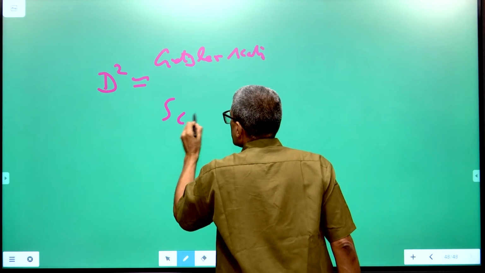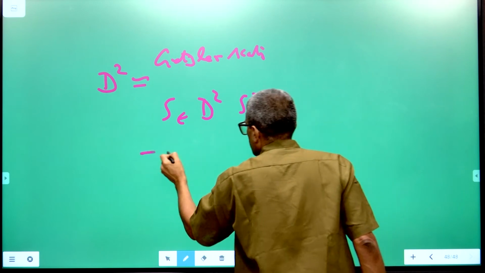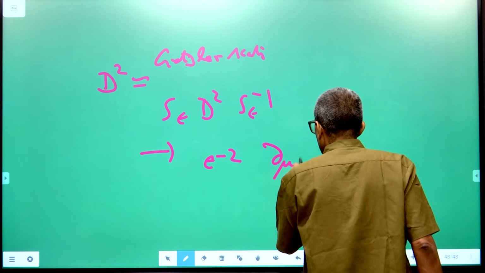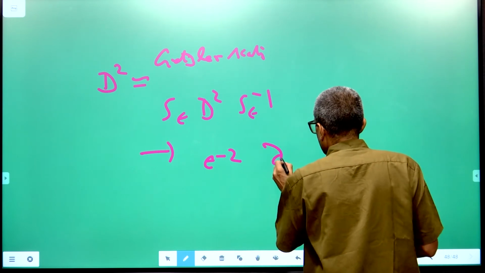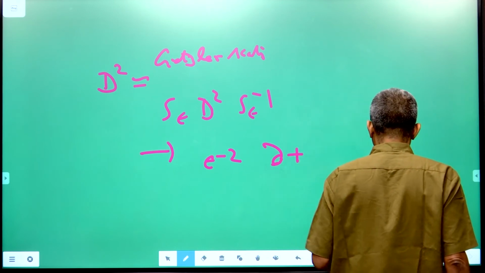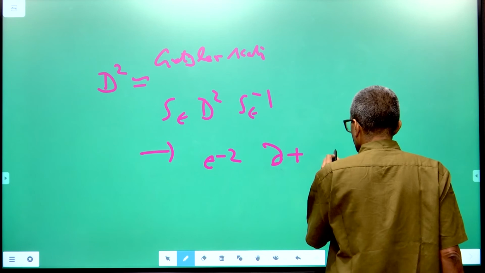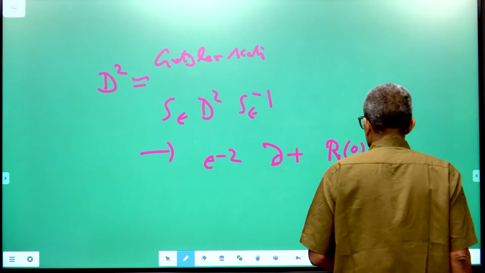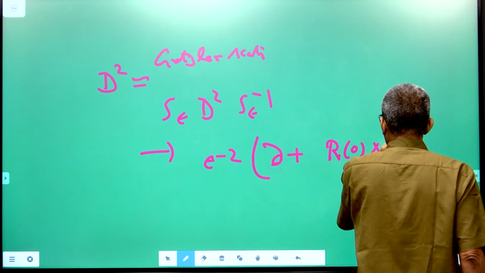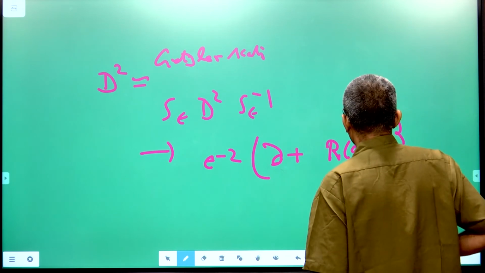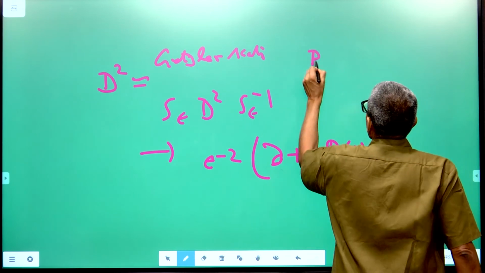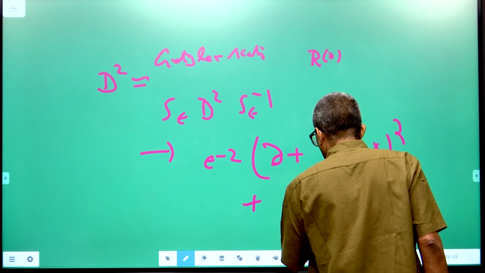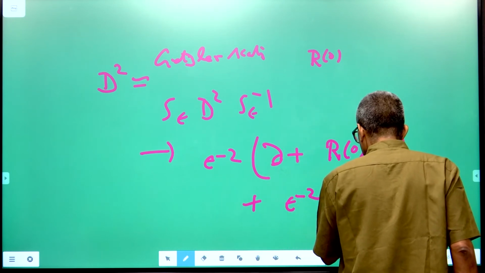That means you multiply by S epsilon, d square S epsilon inverse, then this becomes simply epsilon power minus 2 g mu nu 0. So, it is dou mu, I can write this as dou plus r0 x, dou plus r0 x square, where r0 is a 2 form valued matrix, plus something like epsilon power minus 2 k ab at 0 into gamma a gamma b.